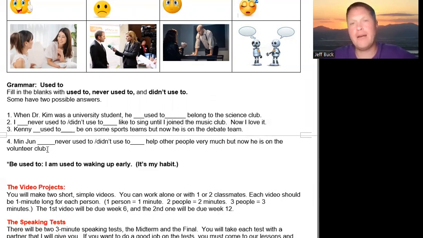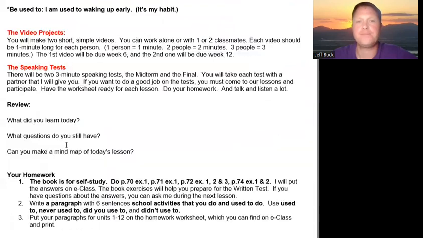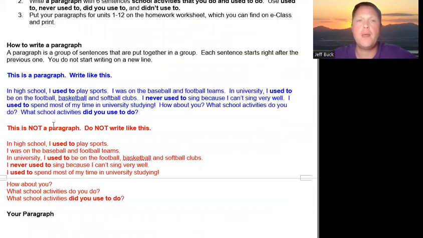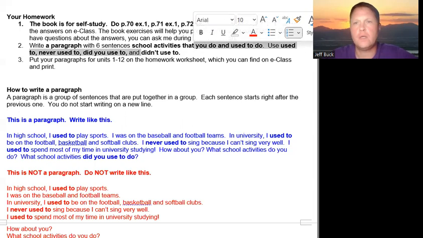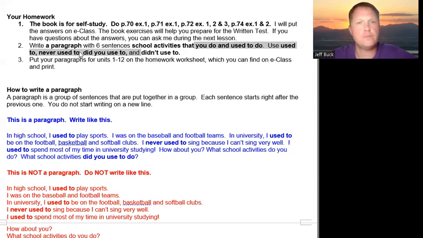So now that we've gone over the grammar, you can practice the conversation part again and focus on the grammar, either alone or with a partner. And either way, when you're done, do some writing about school activities that you do and used to do and used to, never used to, and didn't used to. Okay, that's it.